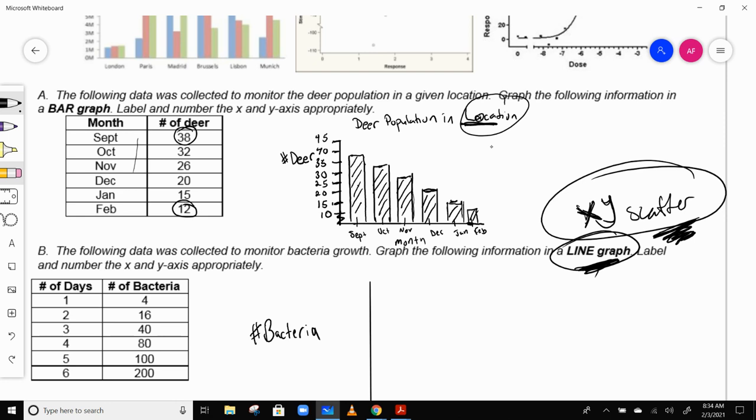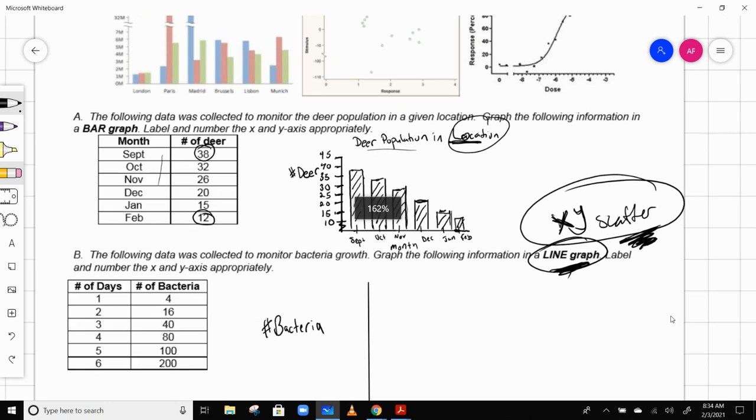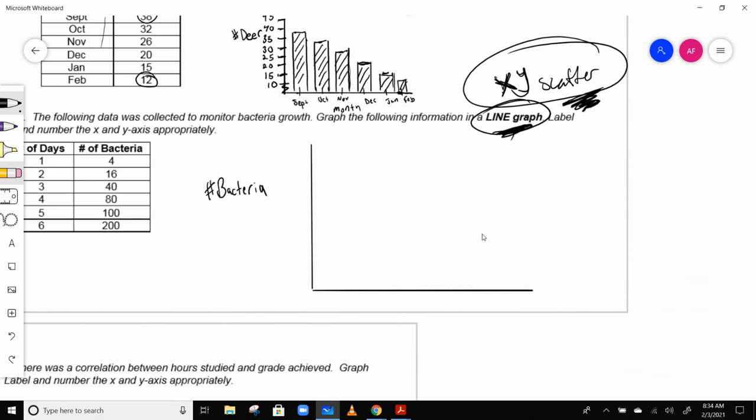It tells us where we're taking this population data. And yes, we're looking at number of deer, but what does that represent? Well, it represents deer population. So deer population in blank, or in the location that we're looking at. It tells us something a little bit new. Different, something different.